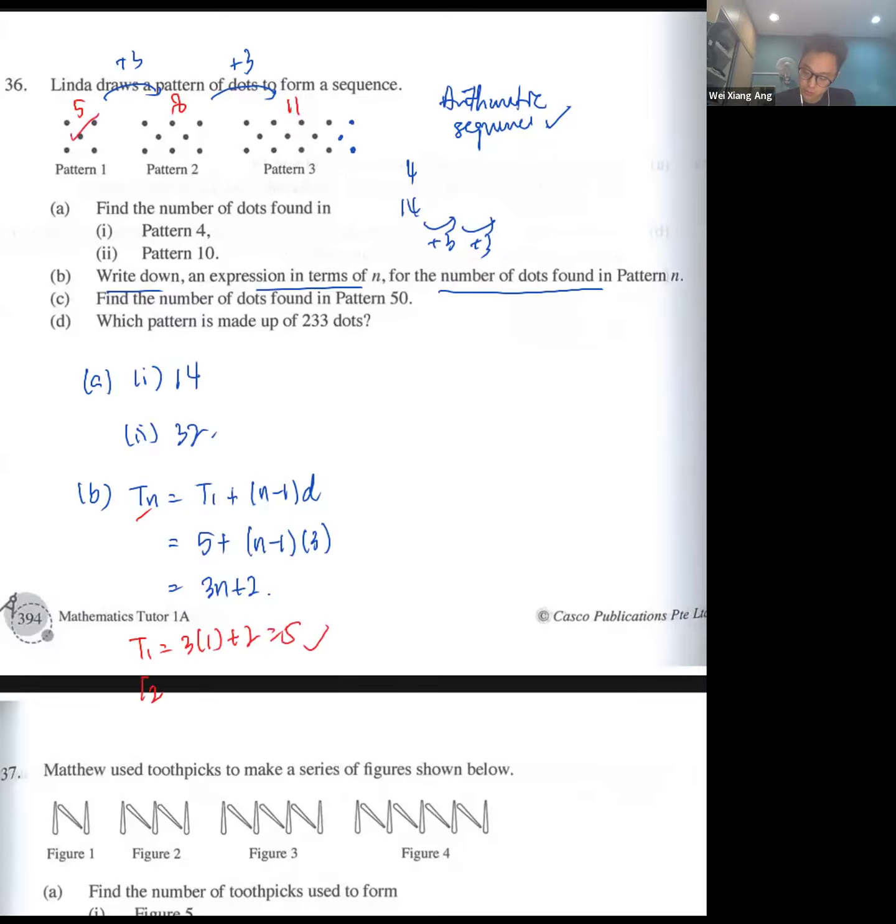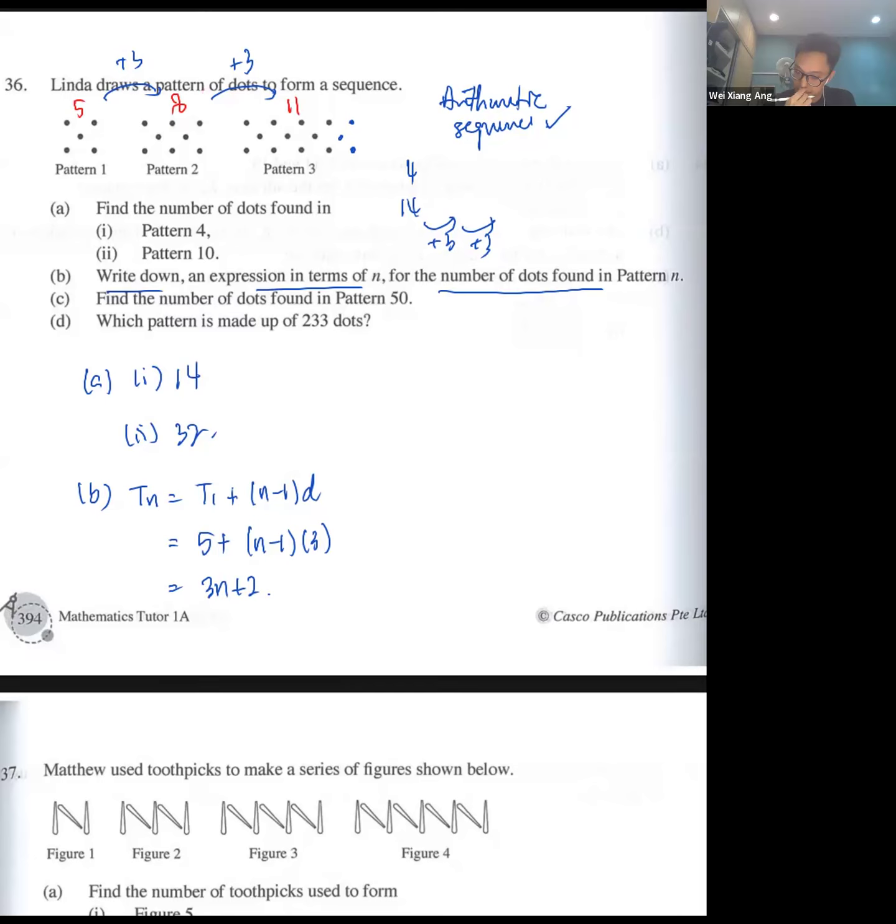Then you check T2: 3 times 2 plus 2 is 8. Is it correct? Correct. Check a few, then can already. Especially in exam, always have the habit of checking, because this will carry forward. If your formula is wrong, your part C, part D might be wrong also. Math no easy.